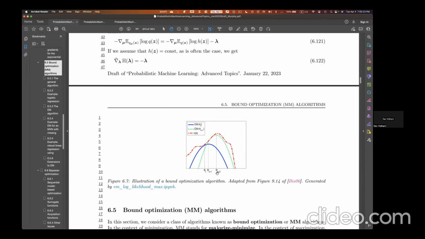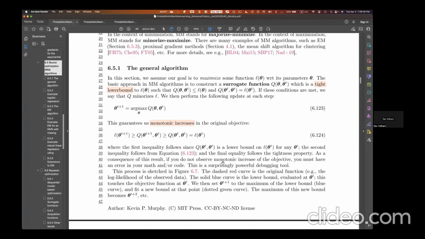then you find this function Q, and then you keep moving forward. At each time step, you're coming up with these surrogate functions, the blue line or the green lines, which are slowly taking you closer towards the maximum of your red function. So that is a key idea that you'll see being described.